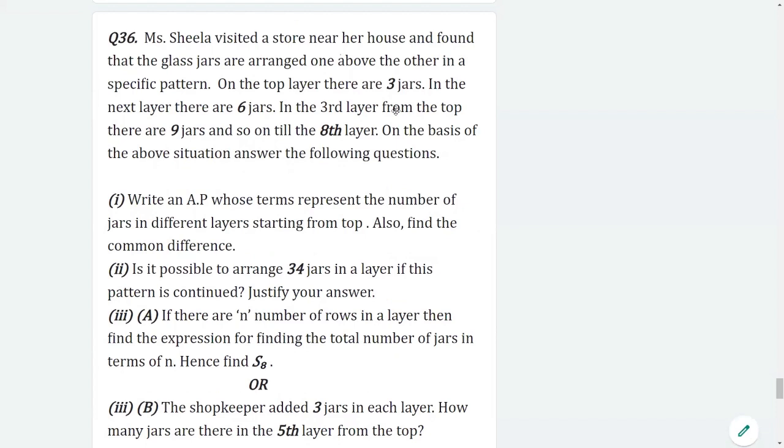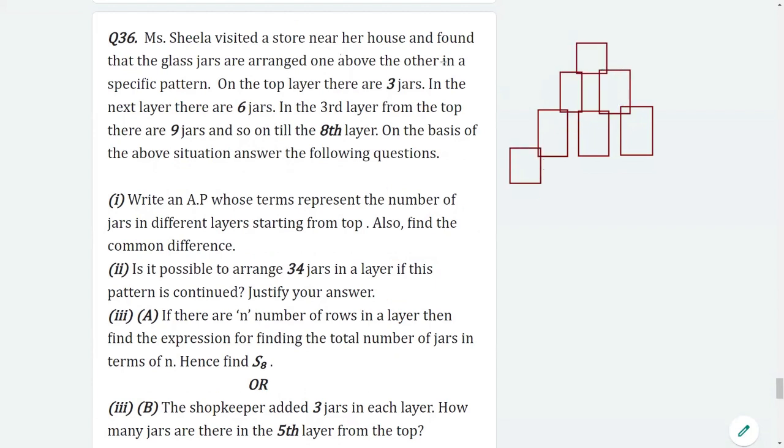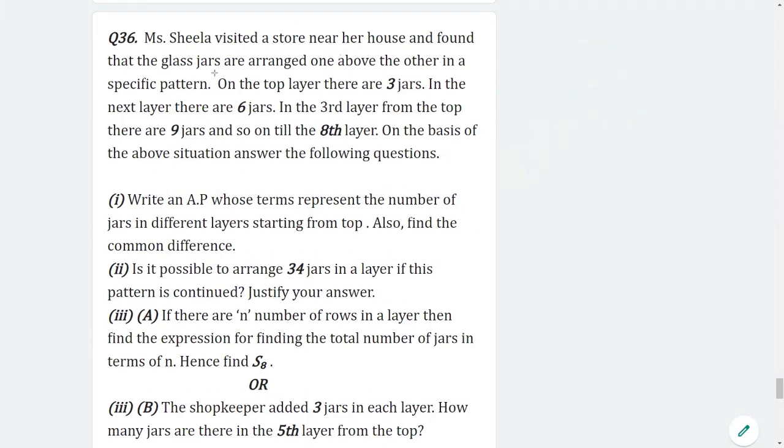In the first question it says Sheila visited a store near her house and found that the glass jars are arranged one over another, like maybe an arrangement of glass jars like this. We may figure it out as we read the question. One over the other. On the top layer there are 3 jars, and in the next layer it is 6. So what we can do, we can write the AP here, right?